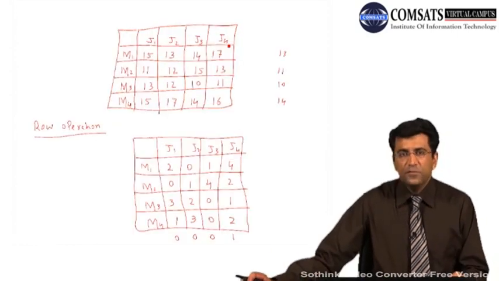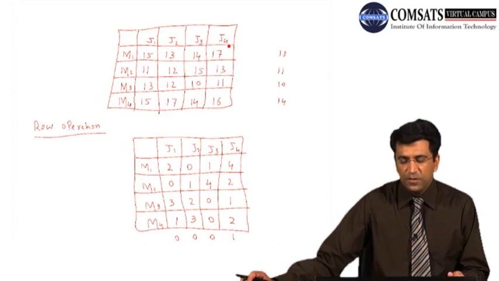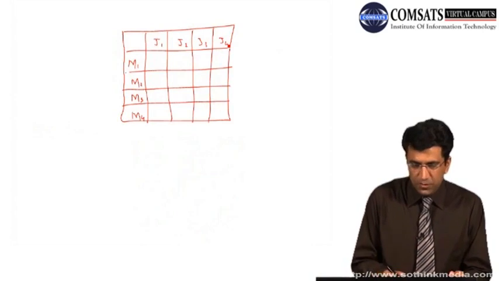So class, this is our previous table. Now we'll have to do the column operation. What we will do, we will subtract the minimum column value from each column. So this is the column operation.